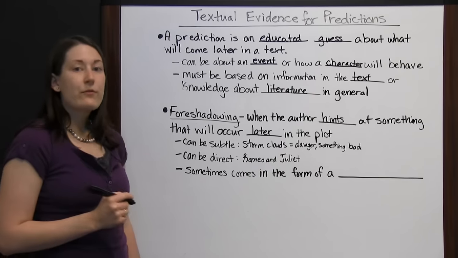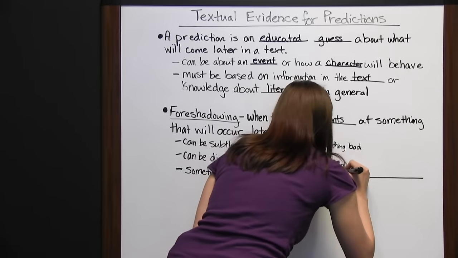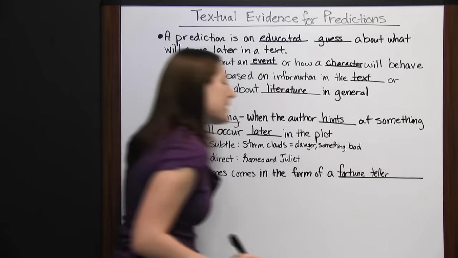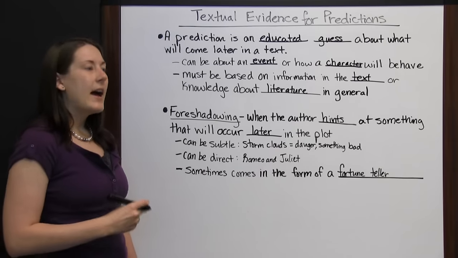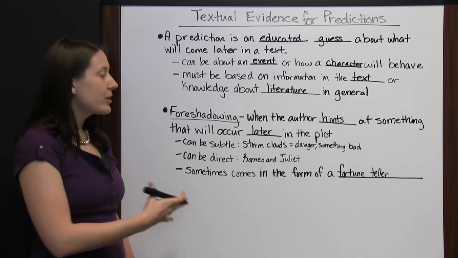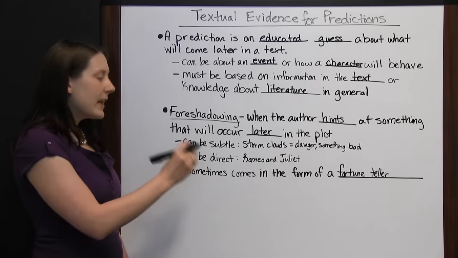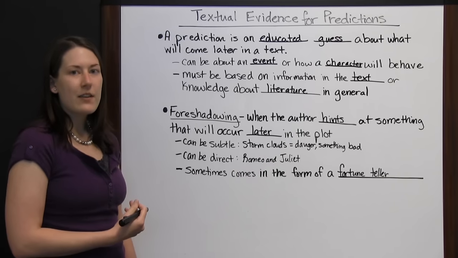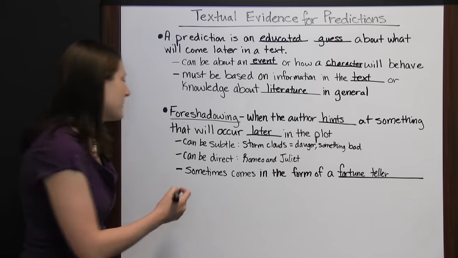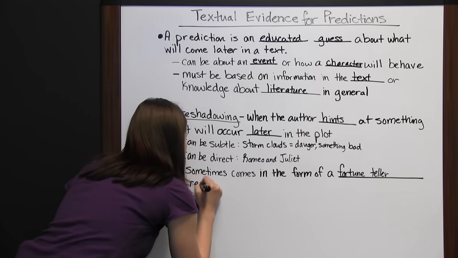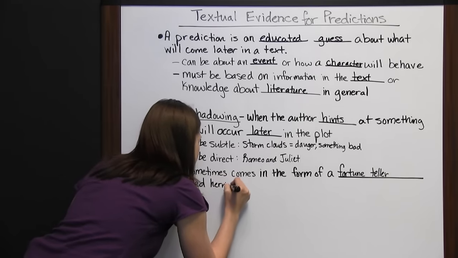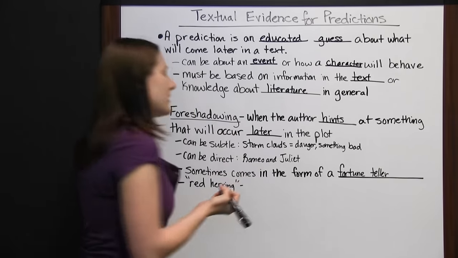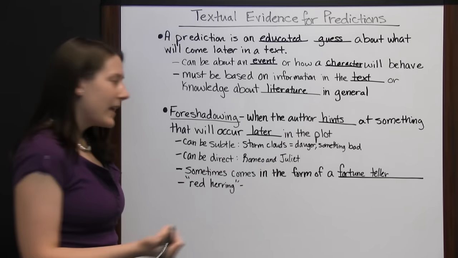Sometimes foreshadowing comes in the form of a fortune teller. There are a lot of stories that include a fortune teller, or someone that happens to tell someone's fortune or tell their future, even without being labeled a fortune teller. And they'll say exactly what's going to happen, and then later on, that's how the plot unfolds. Now, sometimes the author will throw in what's called a red herring. And that's when they tell you what's going to happen, but it doesn't really happen.